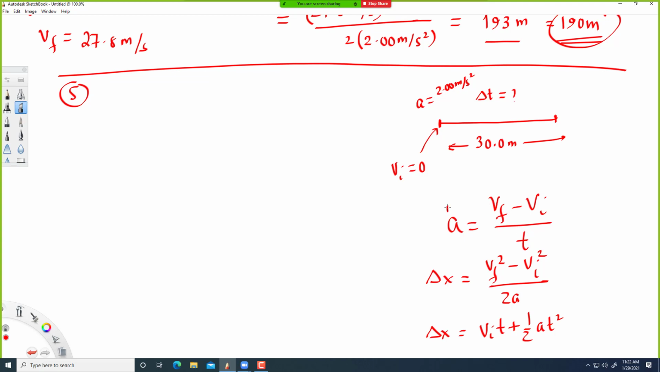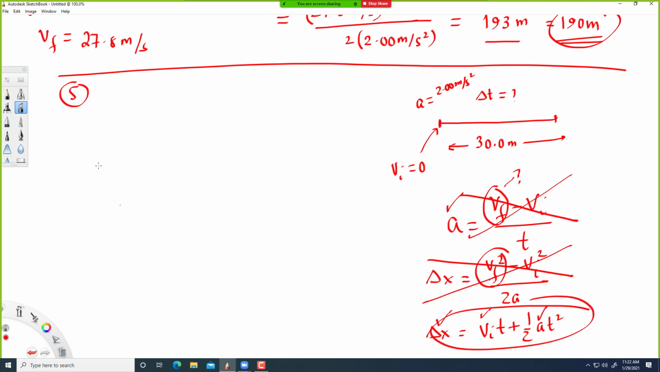We are given a. We don't have this one, okay, it's not given. That means this is not useful. There's no final velocity given. This one also has final velocity, but we don't have final velocity, so not useful. This one, this is given, delta x, distance traveled. Initial velocity is known. A is also known, so that means that's useful. So let's use that. So delta x is equal to Vit plus 1/2 At squared.